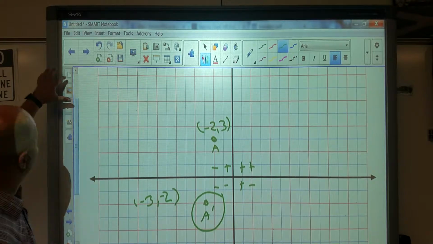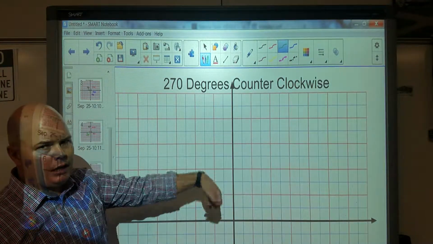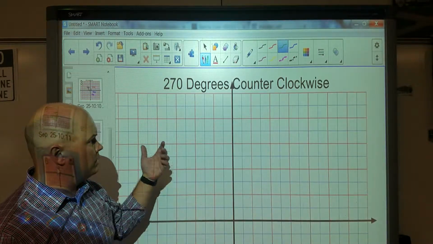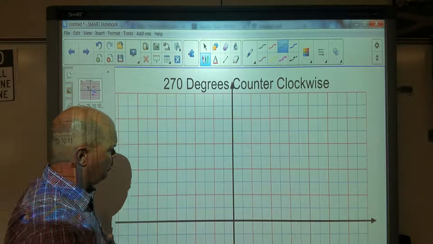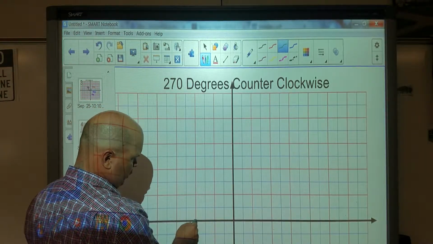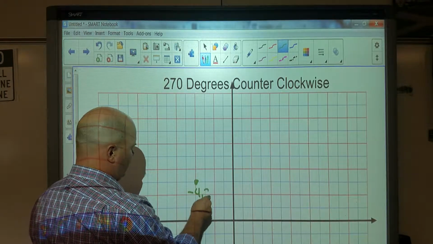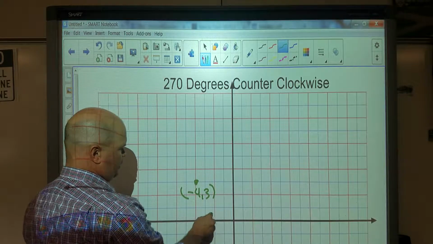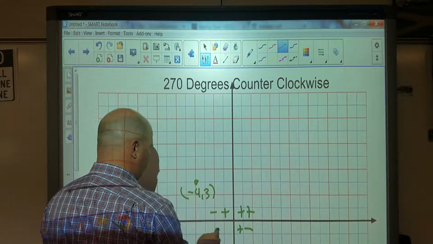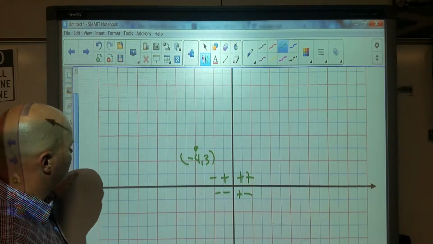Okay? If I do 180 degrees, it's the same regardless whether it's clockwise or counterclockwise. So let's just look at 270 degrees counterclockwise. This time we'll go negative 4, 3. I'm going to draw in my quadrants. So this is negative, positive, positive, positive, positive, negative, negative, negative. Okay, and I'm just going to think about where I'm moving as I do this rotation.